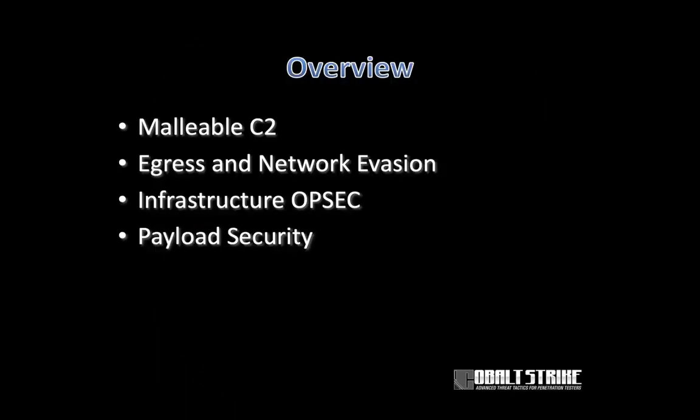In this lecture, we're going to talk about Malleable C2, which is a domain-specific language baked into Cobalt Strike that lets you change the indicators in the beacon payload. We will talk a bit about egress and network evasion, and we will talk about infrastructure Opsec as well. I'll close the lecture with a discussion of beacon's payload security model and how that works.